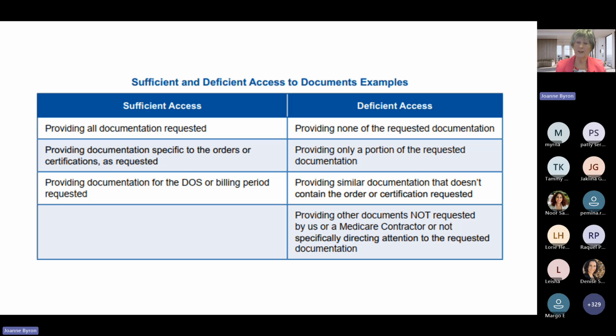Page 5 of the fact sheet provides a table of what's considered sufficient or deficient access to records requested by a Medicare contractor. But remember, even if you provide everything that is requested, it's going to be thrown out if it isn't properly authenticated. Now, I want to stress something here. And as an auditor, there's something called making sure that you don't release more than what is medically necessary. So you're going to find that under deficient access, providing other documents not requested by the contractor, not specifically directing attention to the requested documentation is deficient access.